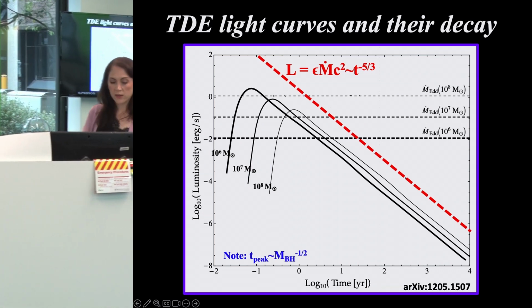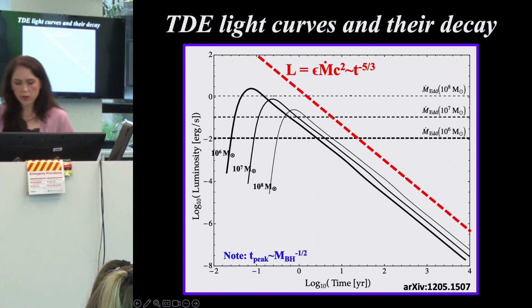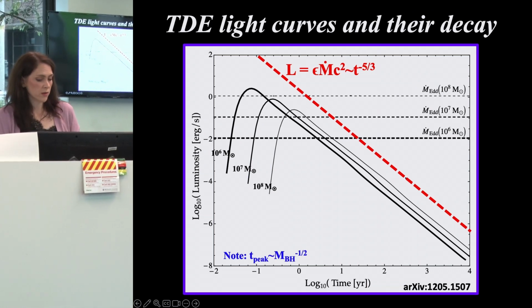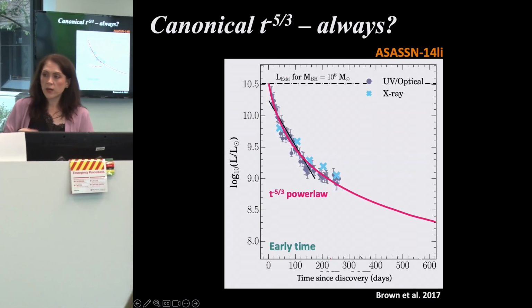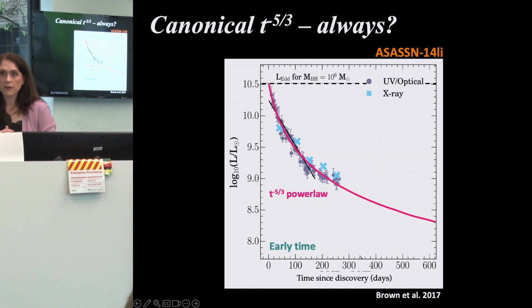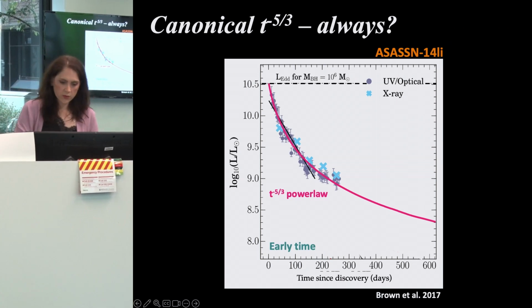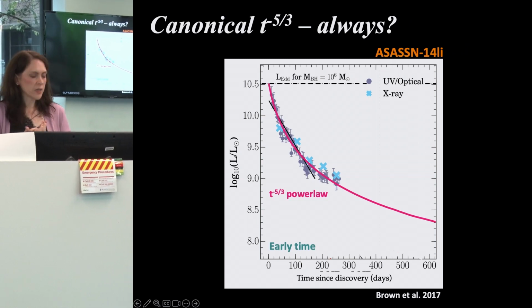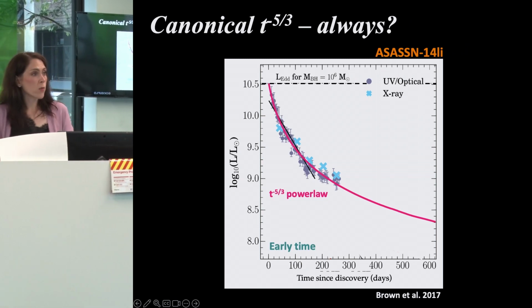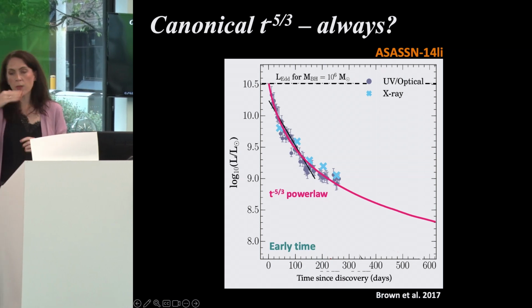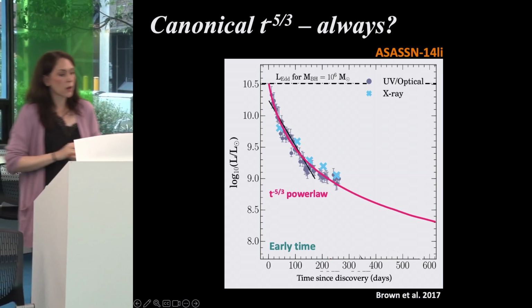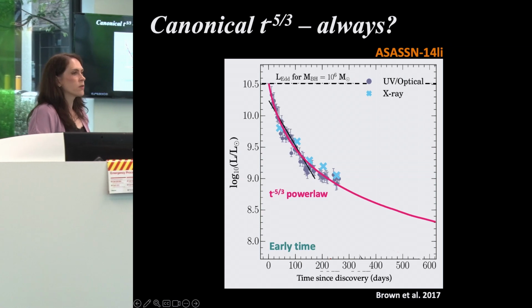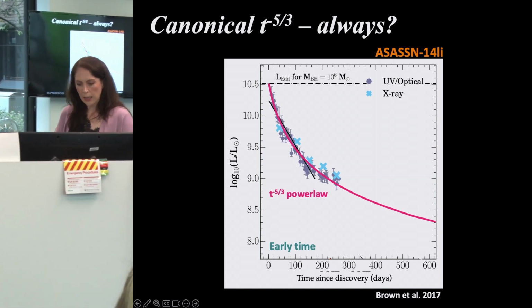So even though this is the standard thing that we use, there are variations to this, and we can actually look at this now. So let's have a look at the evolution of some events to see if they actually follow this t^-5/3 that we expect. So here is our canonical event, ASASSN-14li, that people like to put out. And what we find here is this beautiful power law shown by the pink here that follows this t^-5/3 power law decay very nicely.